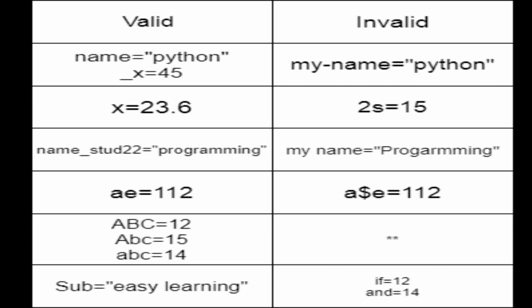And the next rule, variables in Python programming are case sensitive. Here you can see these three variables are actually different. Even though they look the same, in Python these three variables are different. And the next one is you should not use any keywords or reserved words as a variable name. So these are all the rules we have to follow while naming the variable.